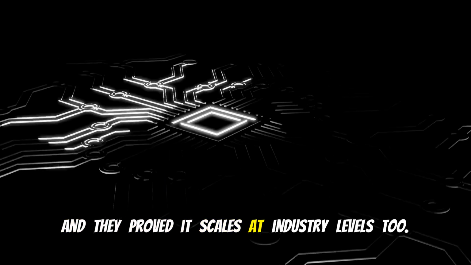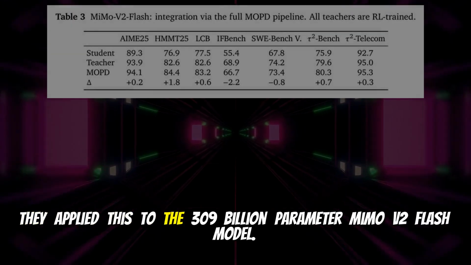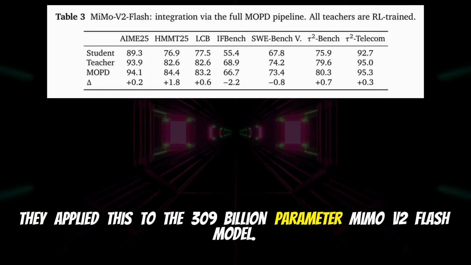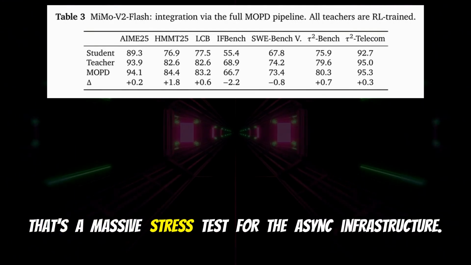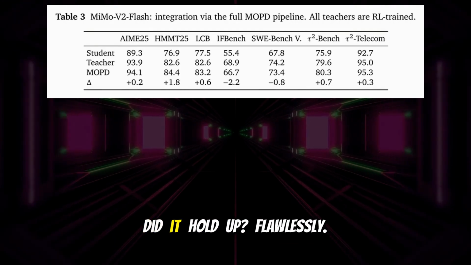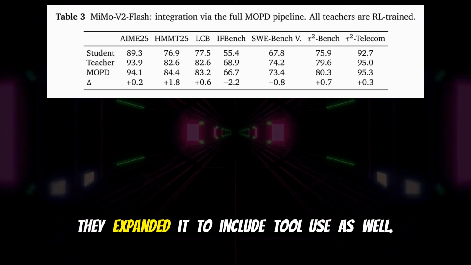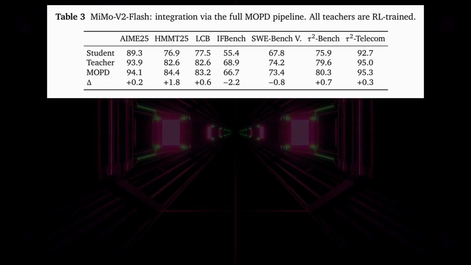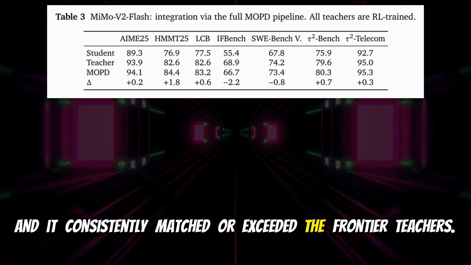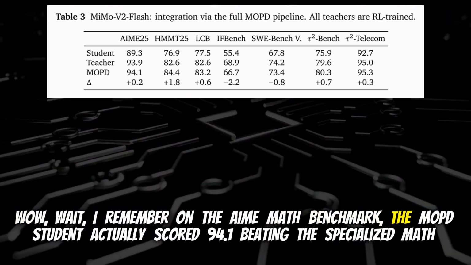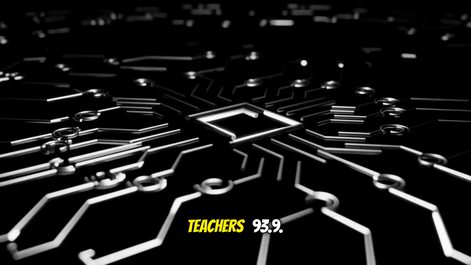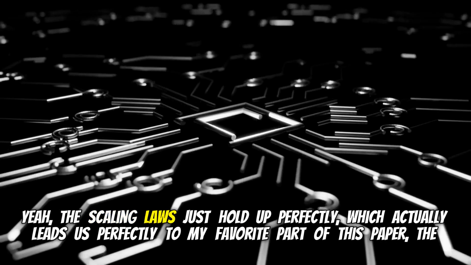And they proved it scales at industry levels, too. They applied this to the 309 billion parameter MiMo V2 Flash model. 309 billion, that's a massive stress test for the async infrastructure. Did it hold up? Flawlessly. They expanded it to include tool use as well, and it consistently matched or exceeded the frontier teachers. Wow. Wait, I remember on the AIME math benchmark, the MOPD student actually scored 94.1, beating the specialized math teacher's 93.9. Yeah, the scaling laws just hold up perfectly.